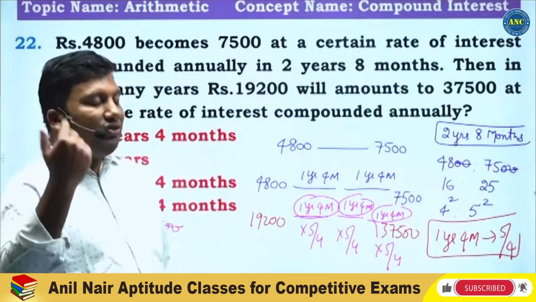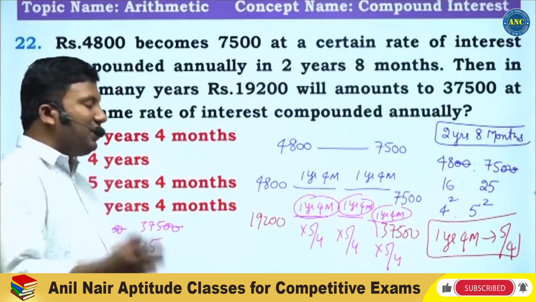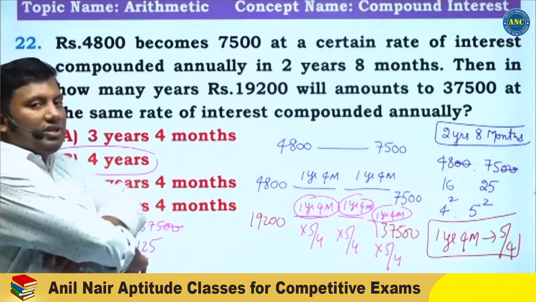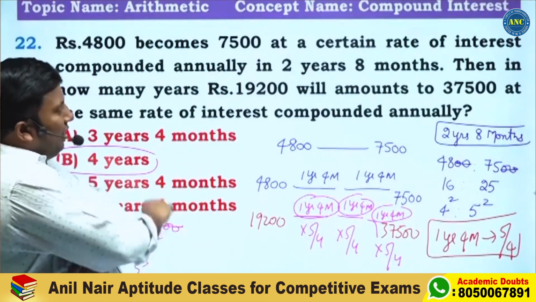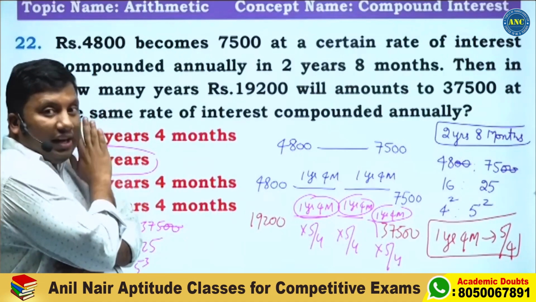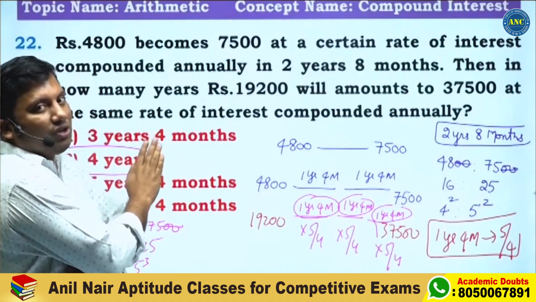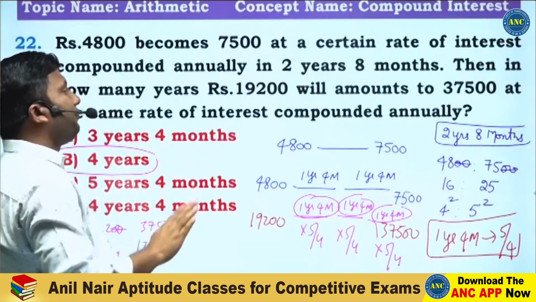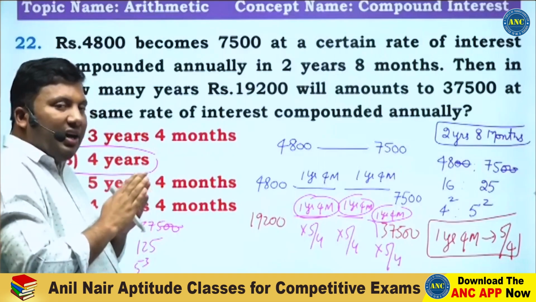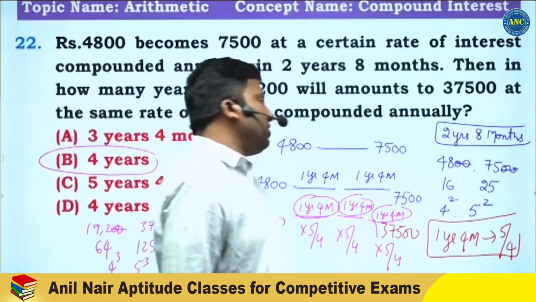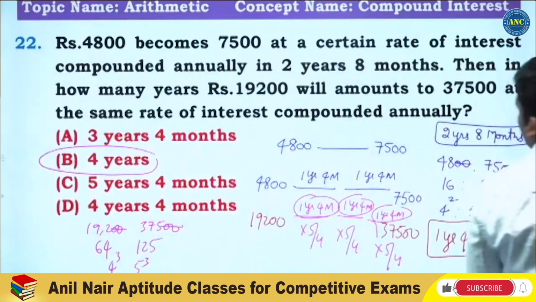It will become 3 years 12 months. 12 months is 1 year. 3 years plus 1 year, answer is 4 years. If you think that it is an LOD level 3 question, it is not an LOD level 3 question. It is a very easy question which can be solved by understanding the scaling factor. Once you know the scaling factor, these concepts are very, very easy.